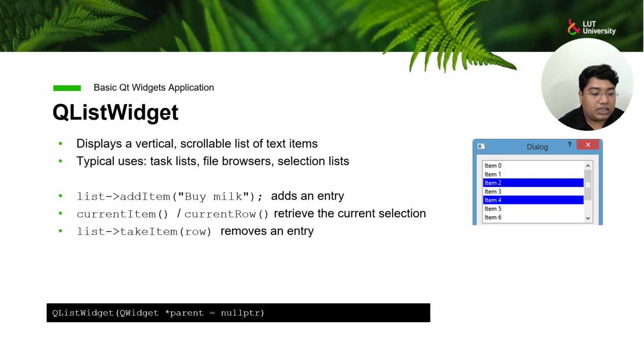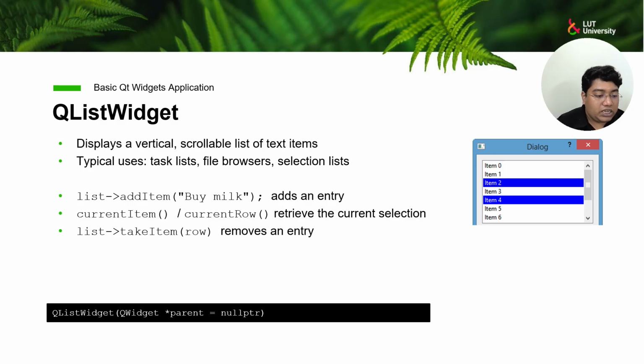Instead of organizing information into rows and columns, a list widget displays a simple vertical list like this. So think about a playlist inside a music player. That's a QList object. Stuff like that. Adding new items is straightforward in a QList object. We simply call addItem and that's it.